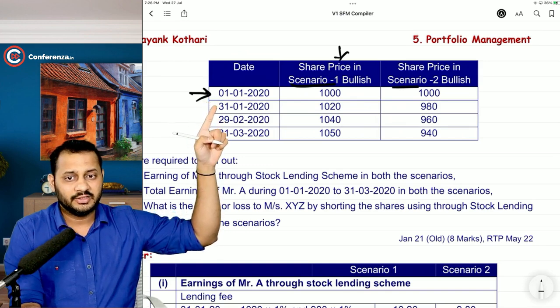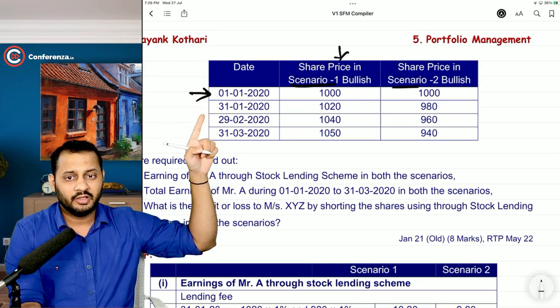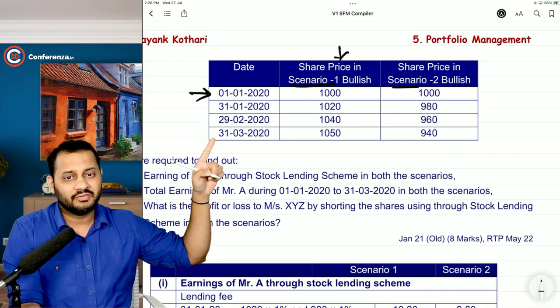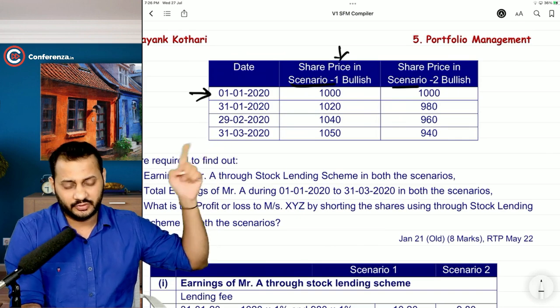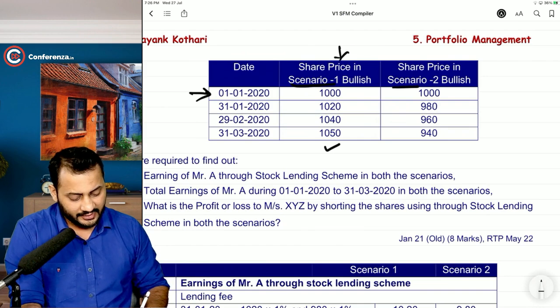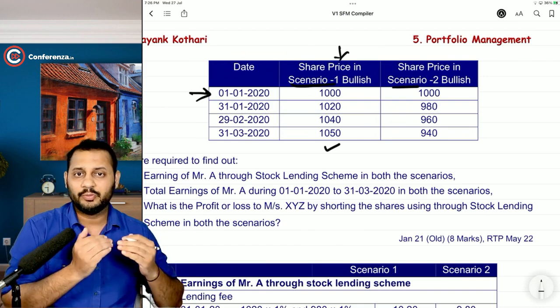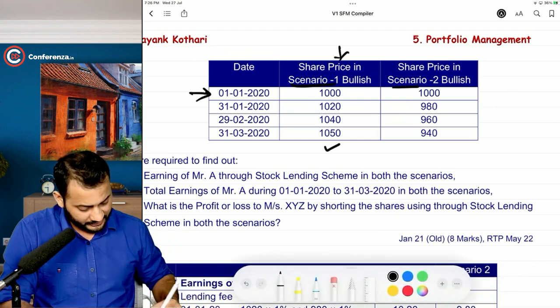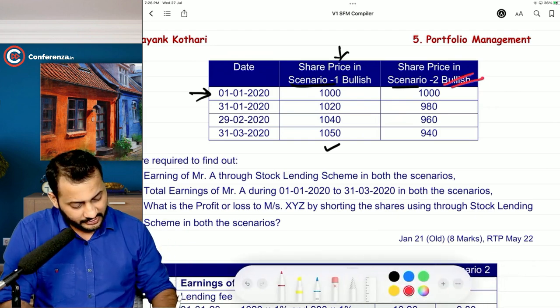On the first month ending, it is 1020. Second month ending, it was 1040. And the third month ending, it is 1050. Might be the estimated price if it is not the actual. This is the first scenario where the market is going up 20 rupees, 40 rupees and then 50 rupees. And the second scenario is bearish. So please make some corrections. It is not bullish, it is bearish.